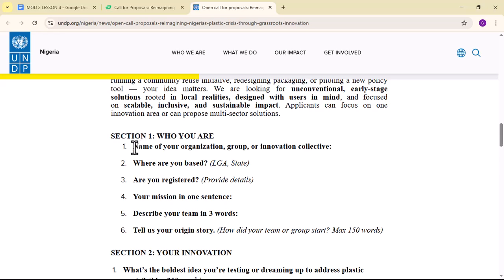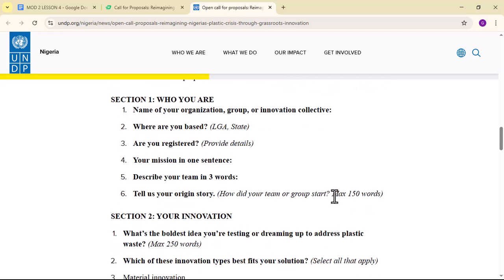So they want to know who you are: name of organization, group or innovation collective, where you are based in Nigeria, that is your local government and state. Are you a registered organization? You are going to provide details: your mission in one sentence, describe your team in 3 words, tell us your origin story. How did your team or group start? And you have to be very conversant with the number of words. Here they want a maximum of 150 words for you to tell them about your origin, right?